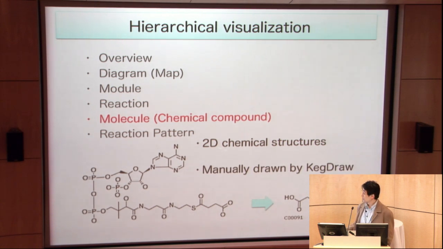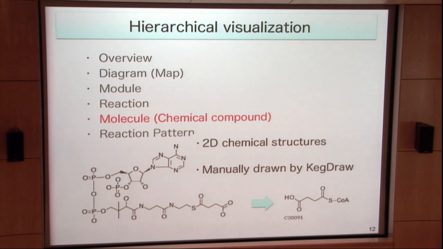And we draw these 2D structures manually by KEGG Draw, which is another in-house Java application to draw the 2D structure of this chemical compound and also the carbohydrate structure.